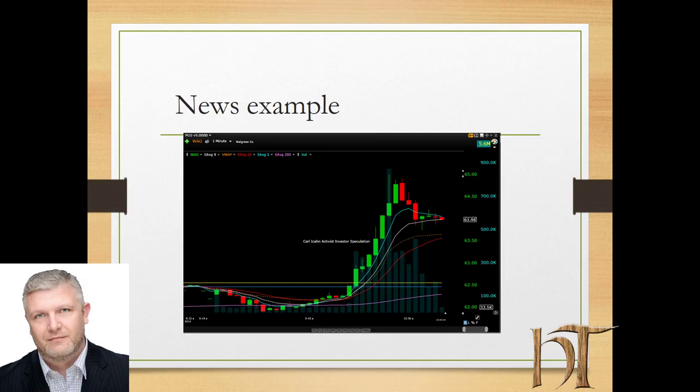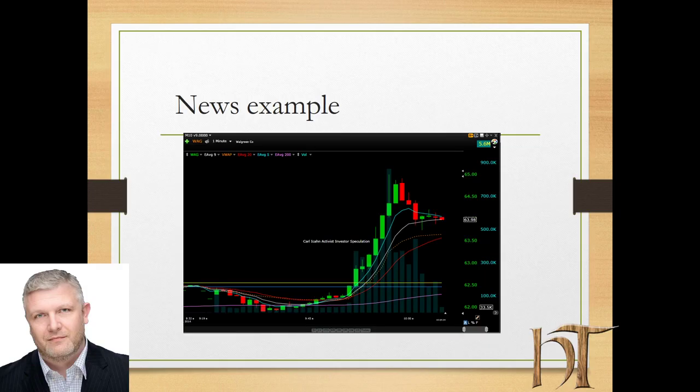If a stock has news, and we trade this, and this stock, there was some Carl Icahn activist investor speculation is what it was. Okay. We can see where this, I'm not sure what the date was, but this pops from 62.50 up to 65. That's a big move. Okay.